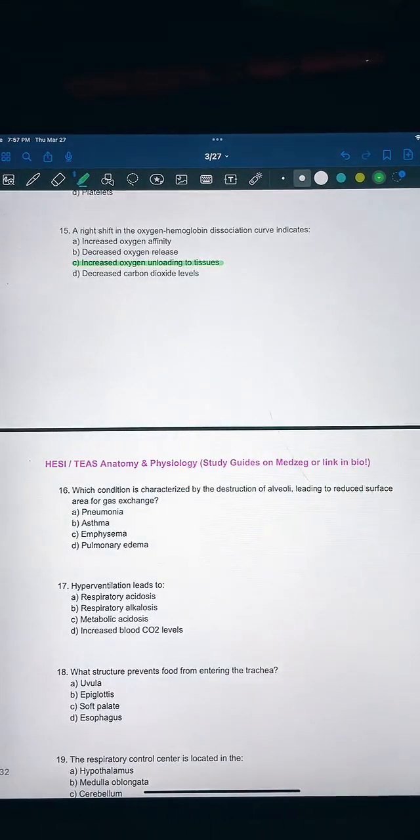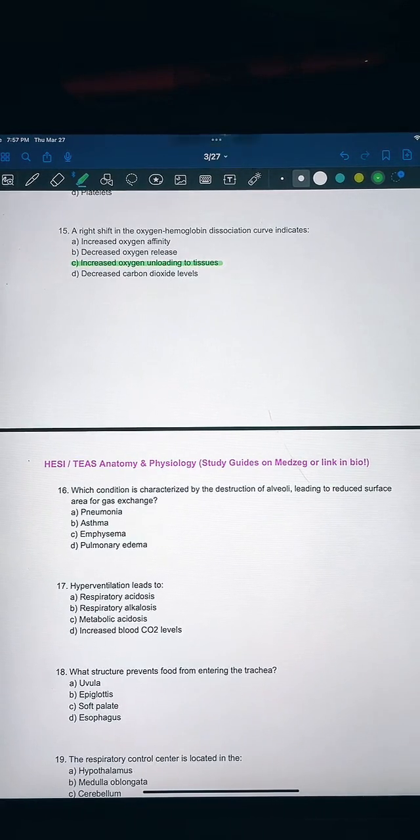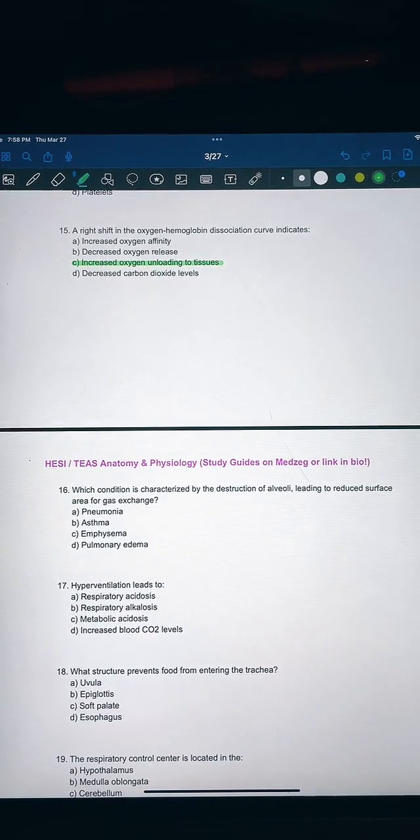Alrighty, moving on. Number 16, which condition is characterized by the destruction of alveoli leading to reduced surface area for gas exchange?